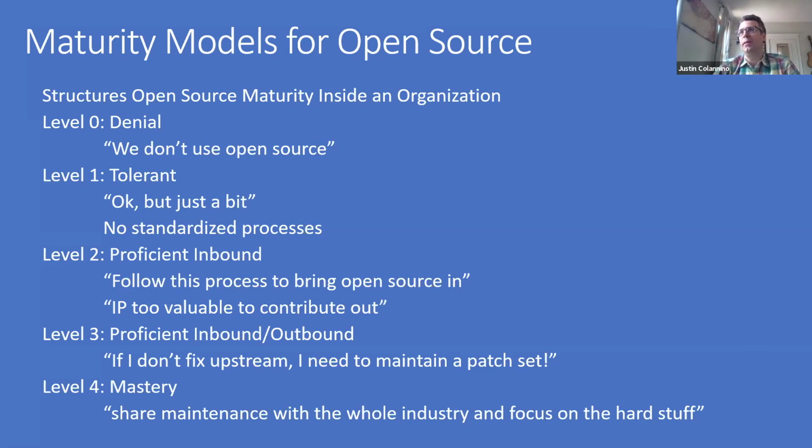So, and hat tip to Jeff McCaffer, who I think some folks know here, who put this together around the time that I joined. So level 0 is denial. We just don't use open source, and I think that is something that I would say is not even realistic today.